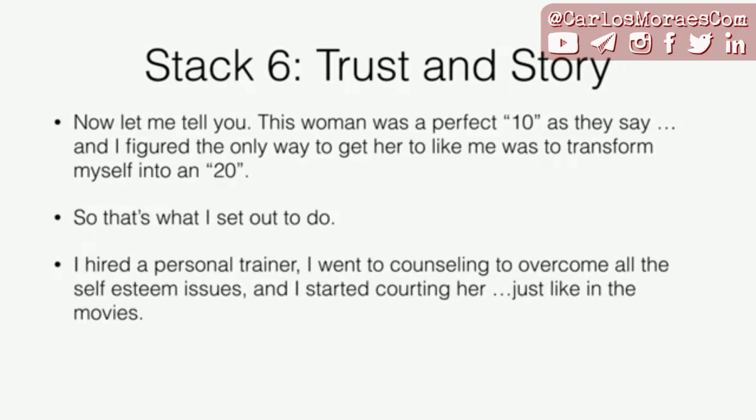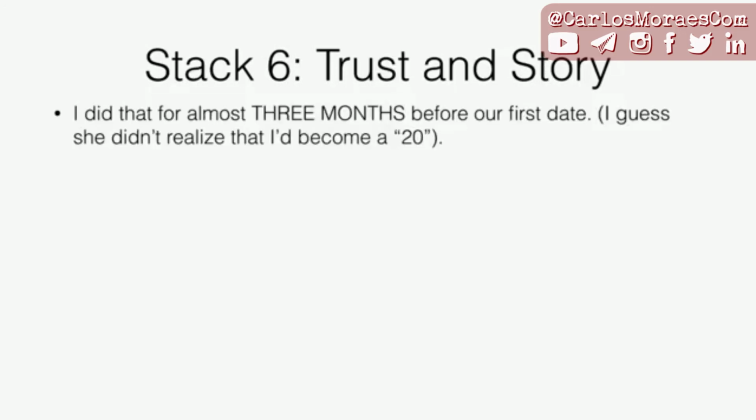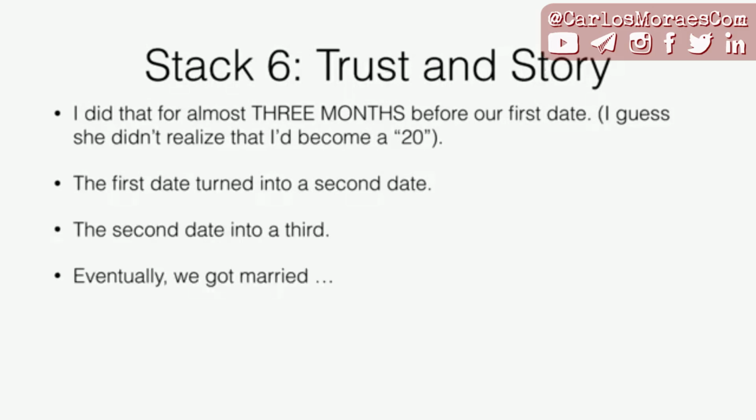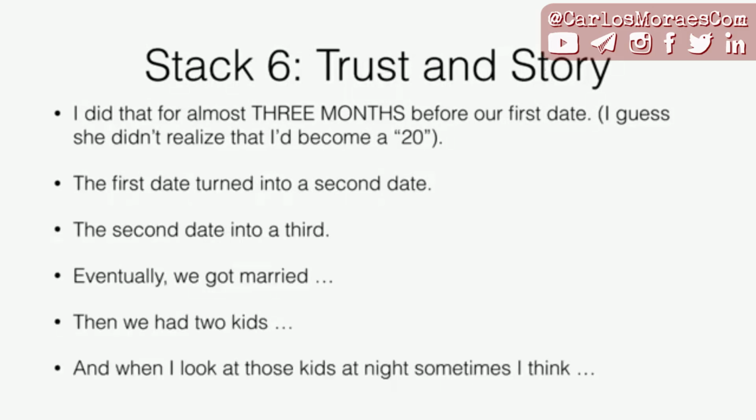I went to counseling to overcome all the self-esteem issues, and I started courting her just like in the movies. Flowers, whole nine yards. And I did that for almost 3 months before our very first date. And I guess she didn't realize that I'd become a 20. And the first date turned into a second date, and the second date turned into a third, and eventually we got married, and then we had 2 kids.